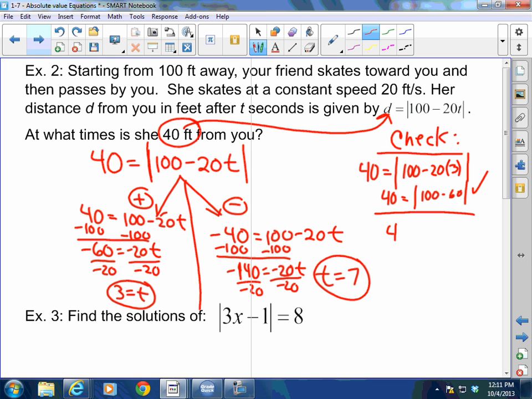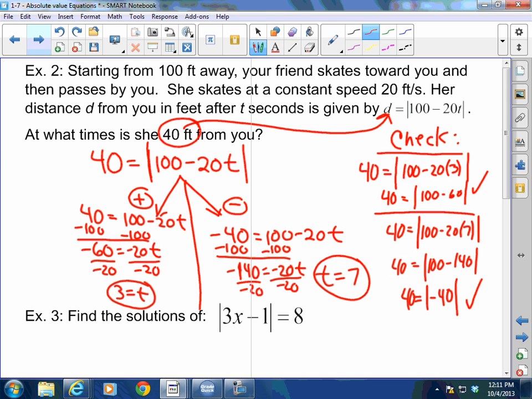Let's check out the next solution, 7. 40 equals the absolute value of 100 minus 20 times 7. 40 equals 100 minus 140. 40 equals the absolute value of negative 40. What's the absolute value of negative 40? 40. So it works. Both of these are solutions.